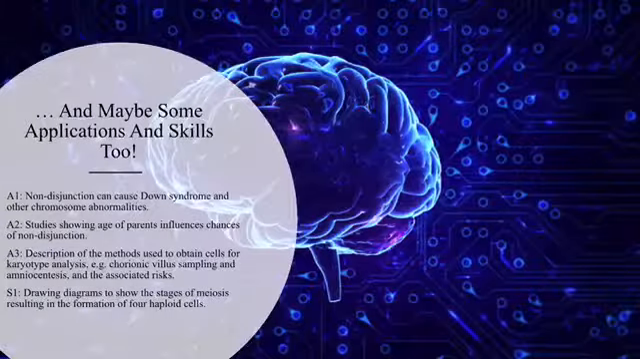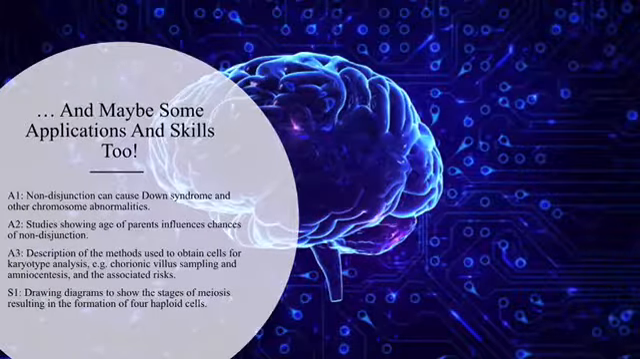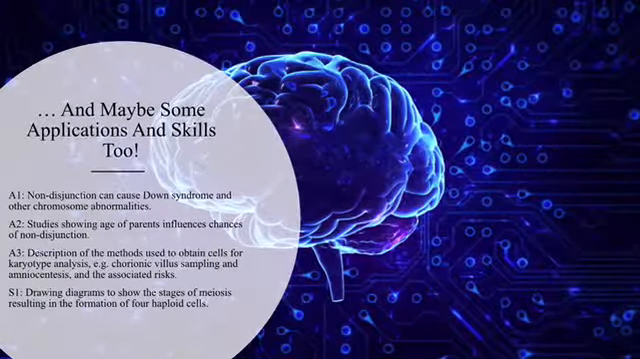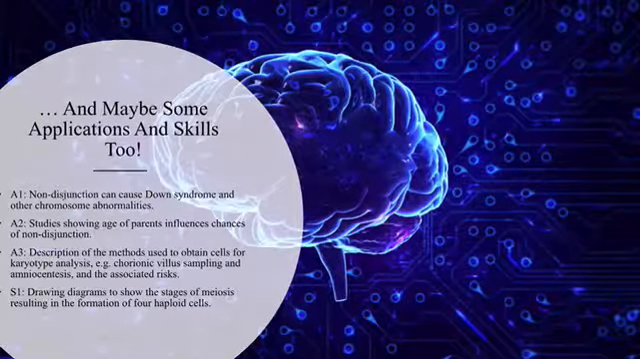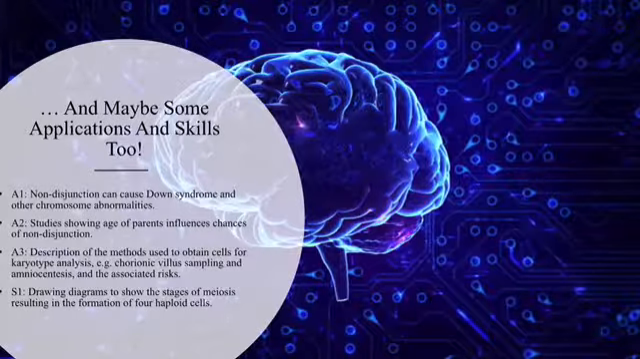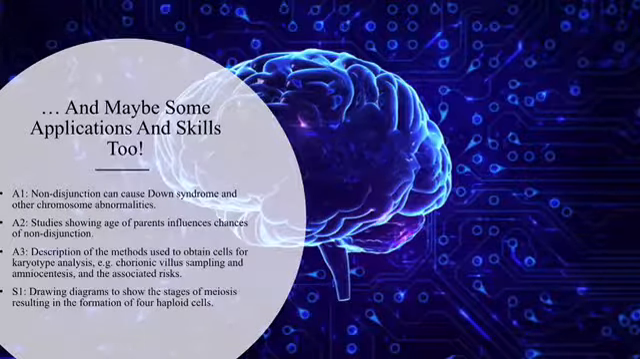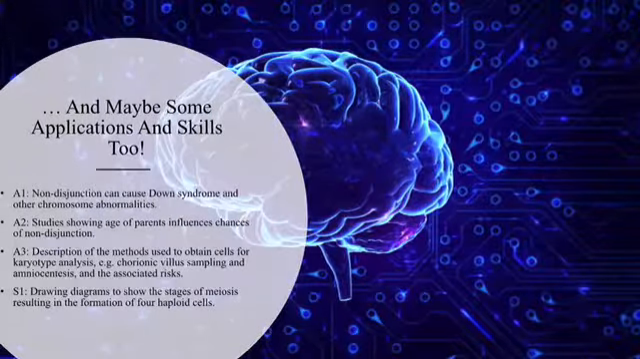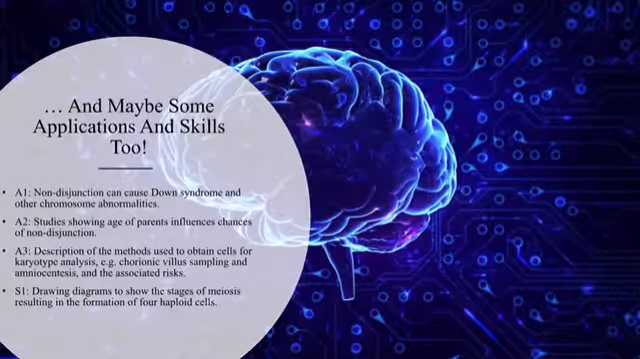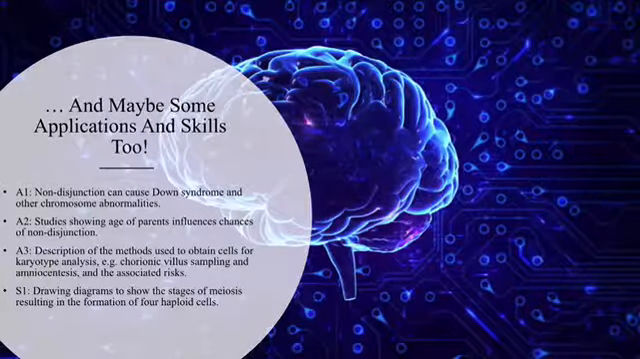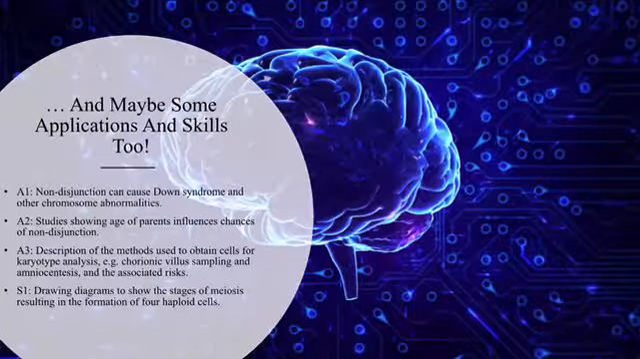So now we move on to applications and skills. Non-disjunction can cause Down syndrome and some other chromosome abnormalities. Studies show that age of parents influences chances of non-disjunction. You have to describe methods used to obtain cells for karyotype analysis, i.e. chorionic villus sampling or an amniocentesis, and you also need to know the associated risks.